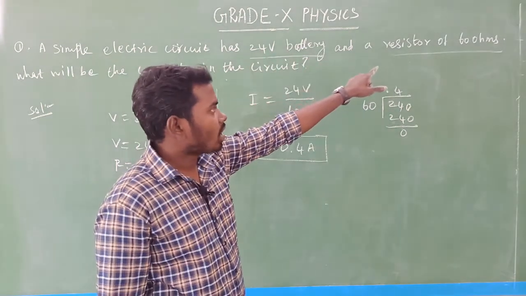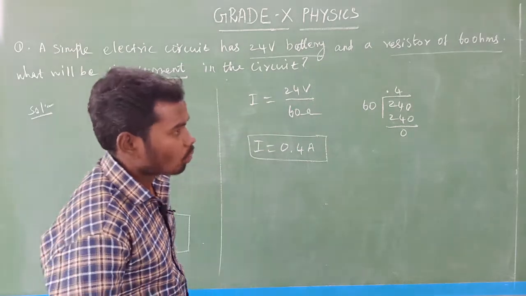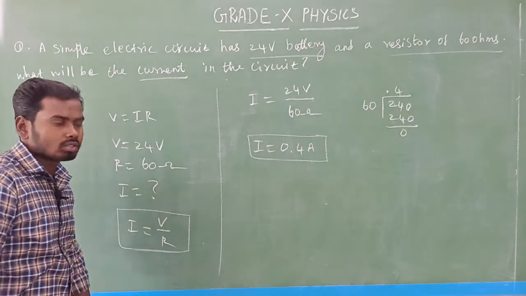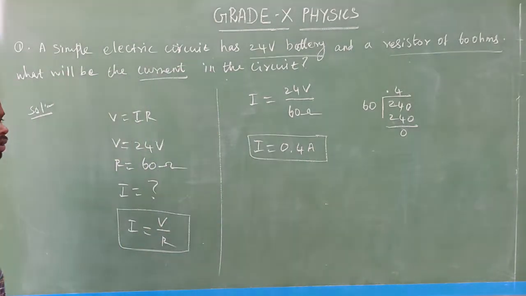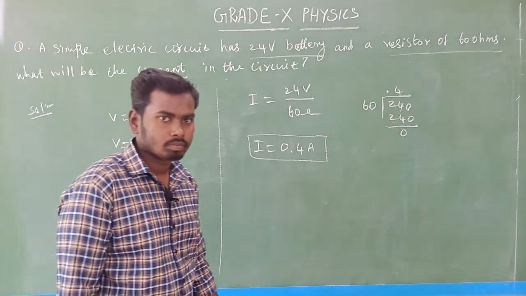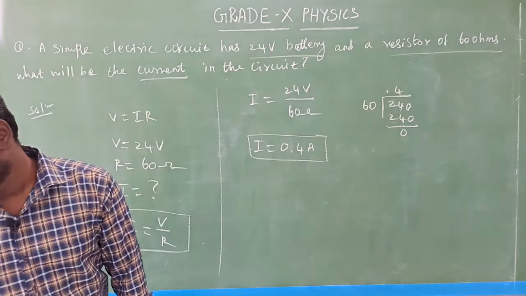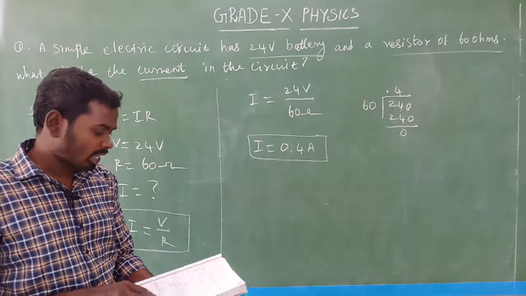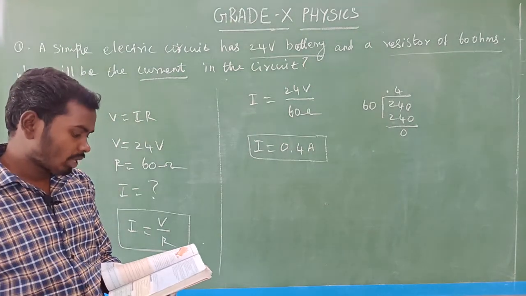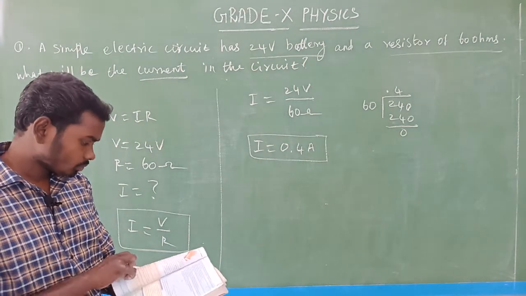So when a 24 volt potential difference is applied in the circuit and the resistance value is 60 ohm, the current flowing through the circuit is 0.4 ampere. That's all. This is how you need to solve numericals. Is it clear? This is one type of numerical, and the remaining type I will put here. You wait for that.